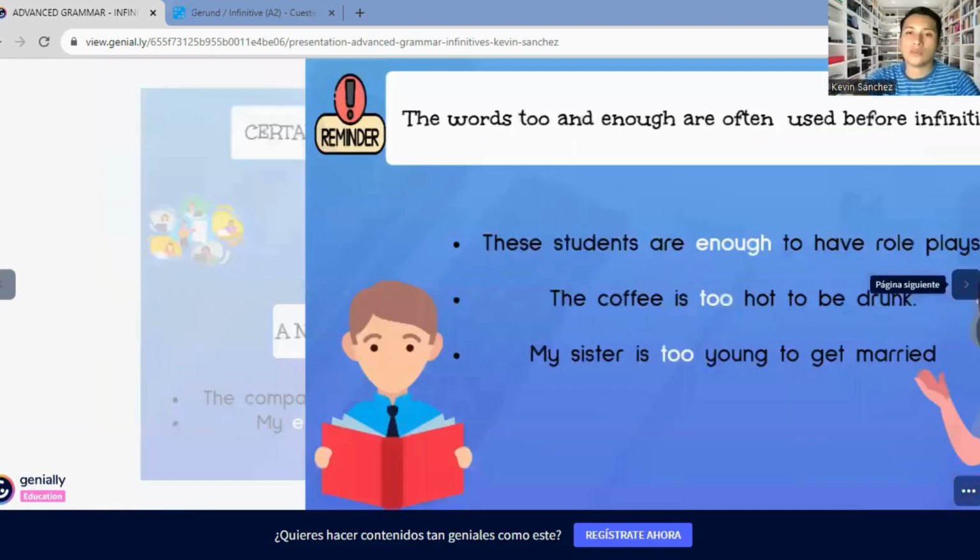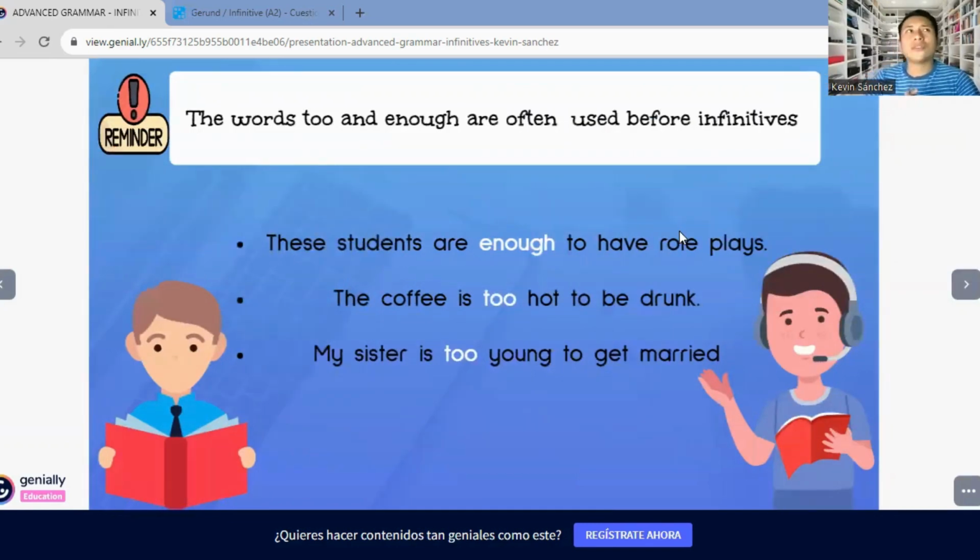Now, here we have more. After the words too and enough, you have to use an infinitive, not a gerund. So you have to say, these students are enough to have role plays. So you have the quantifier enough. After that, you have to use an infinitive, to have. Can I say enough having? No, that's a mistake. You have to say to have.